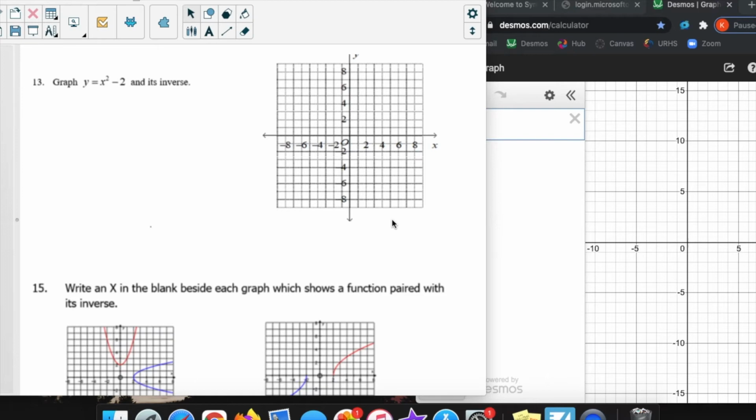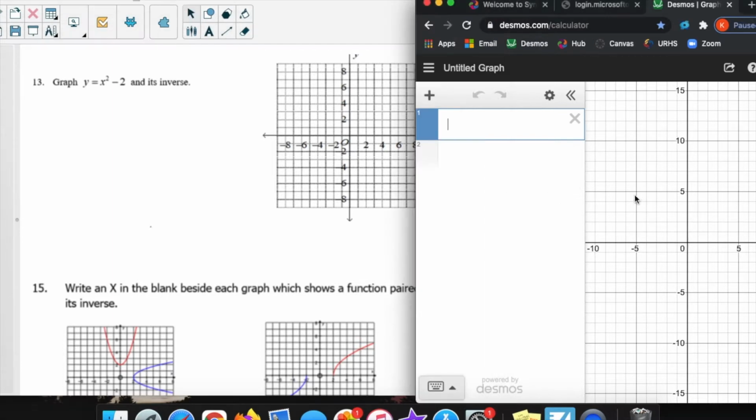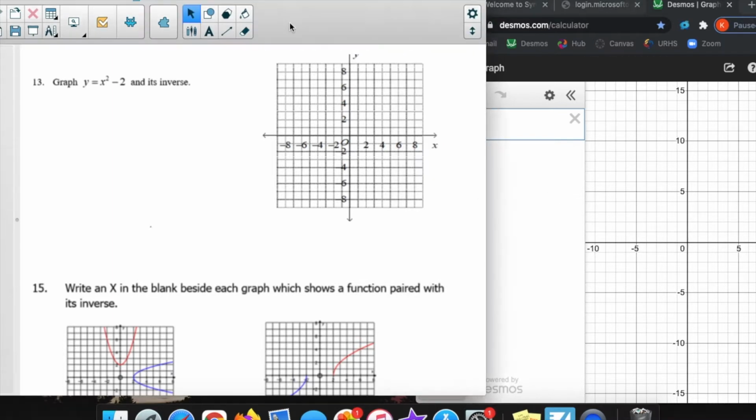Alright, hello everybody. I just want to show you guys real quickly the concept of inverse function graphs. There's a certain characteristic of these graphs that we can look at, and I brought in Desmos to help me out. We're just going to look at a couple questions and analyze these based on what we know about inverse functions. This first one asks us to graph x squared minus 2 and its inverse.